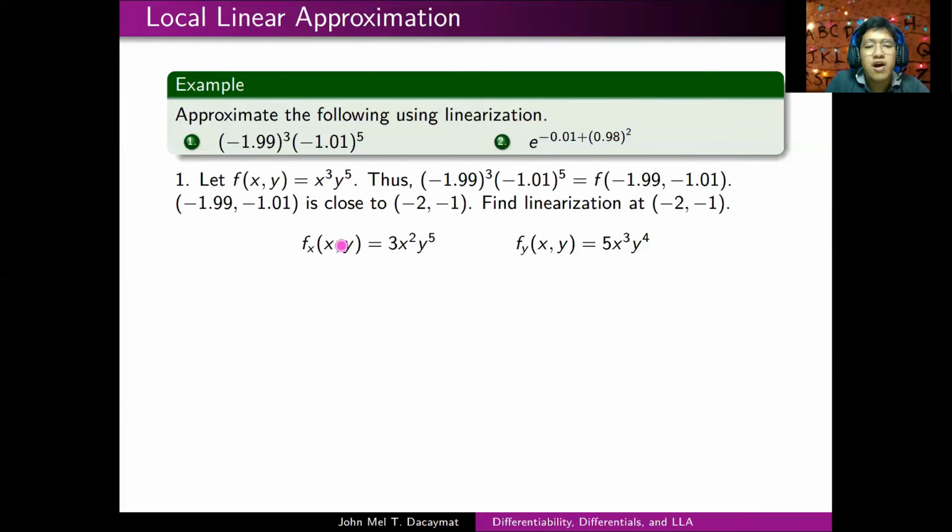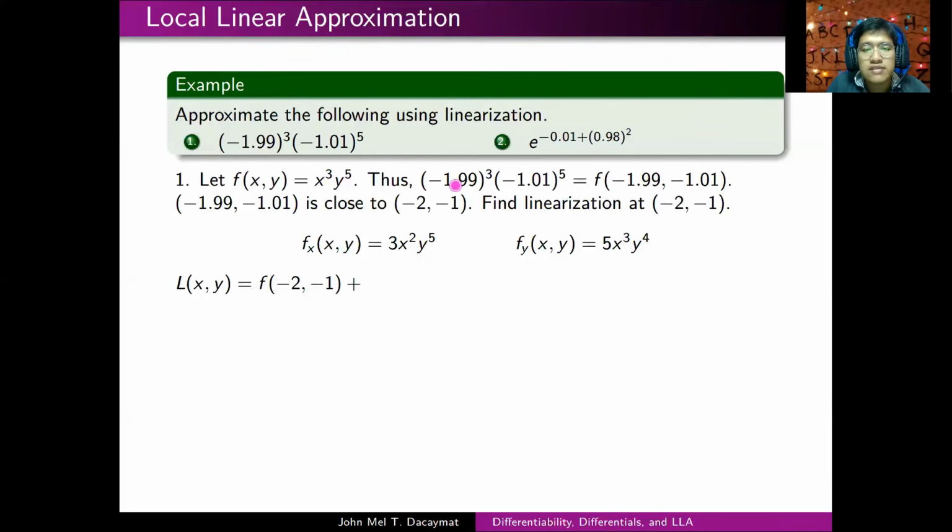So, kailangan ko yung f sub x tsaka f sub y. Madali lang naman yung derivative ng x cubed y to the fifth. Halimbawa, with respect to x, yung y to the fifth, coefficient lang na constant, yung x cubed, derivative, 3x squared. Ito naman sa f sub y, yung x cubed ang coefficient na constant, yung y to the fifth, pag dinifferentiate, 5y to the fourth. Okay?